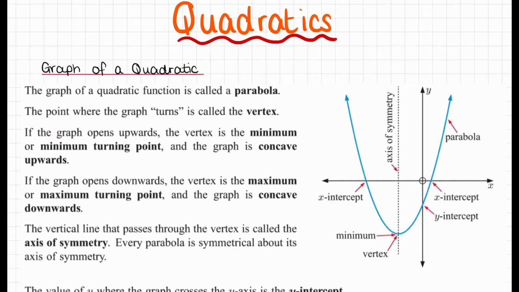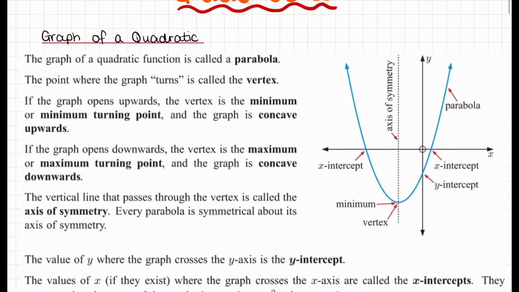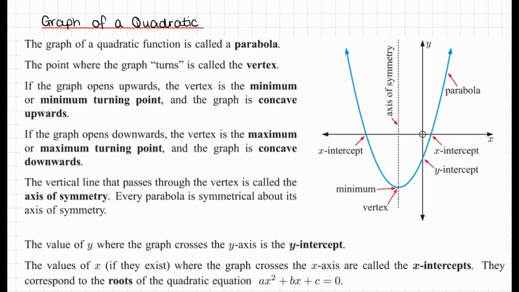Hi everyone, so in this video I'm going to go over lots of things to do with quadratics, and I'm going to start with graphing quadratics. So the start here is just lots of information about the graph of a quadratic. The shape it makes is called a parabola. The point at the bottom, I'm just going to circle it here in black, is called the vertex.